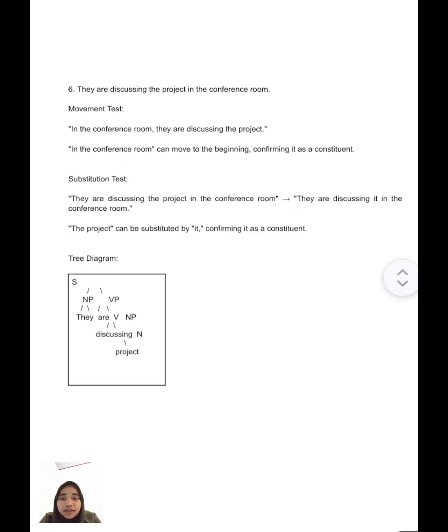And then: they are discussing the project in the conference room. In movement test: in the conference room, they are discussing the project. "In the conference room" can move to the beginning, confirming it as a constituent. And in substitution test: they are discussing it in the conference room. "The project" can be substituted by "it", confirming it as a constituent.